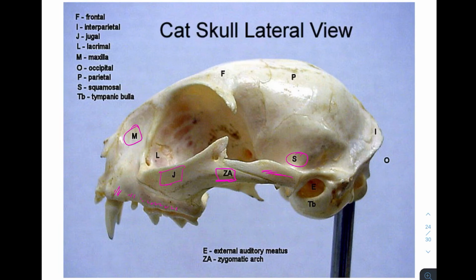We can also see the external auditory meatus, the tympanic or auditory bulla, which is again this big round structure that houses the middle ear. And what we see in the back is going to be, of course, the occipital, followed by the parietal, and then the frontal after that.